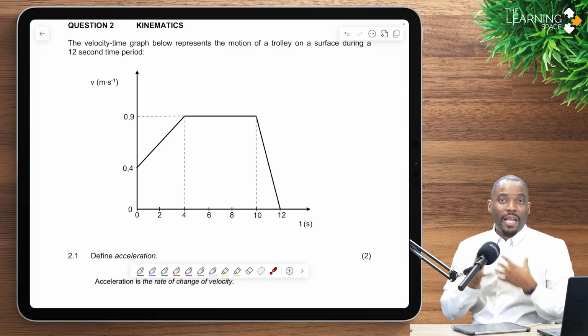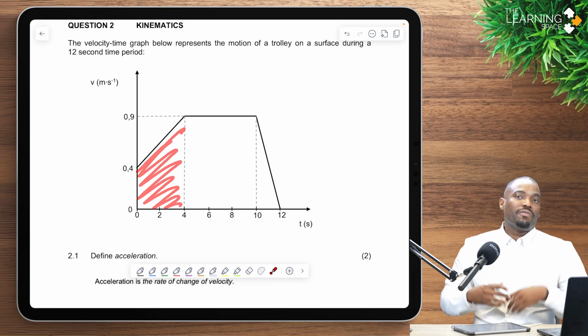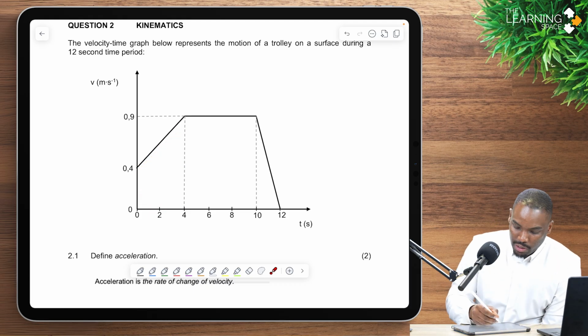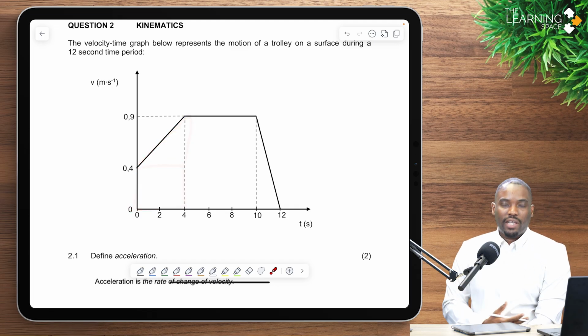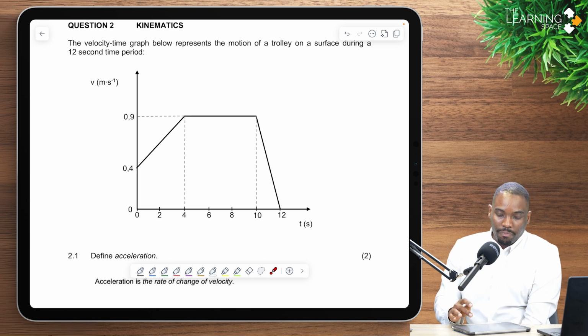So to get the displacement from a VT graph, we need to find the area under the curve or under the graph for the first 4 seconds. And to work out that area, super simple, we just find the 2 shapes. So there's a triangle there and there's a square or rectangle underneath. And then we simply add those 2 areas together to get the displacement.